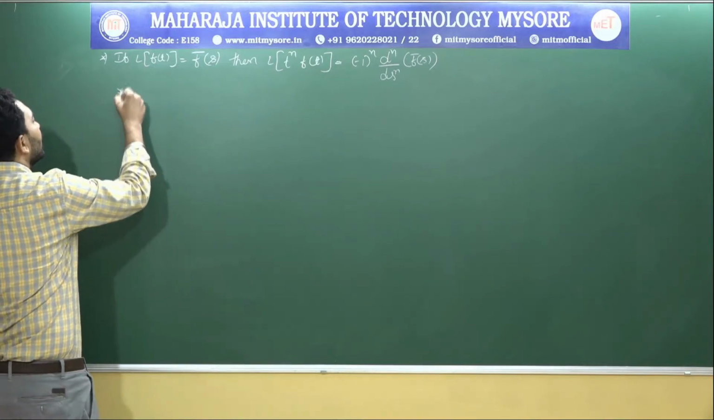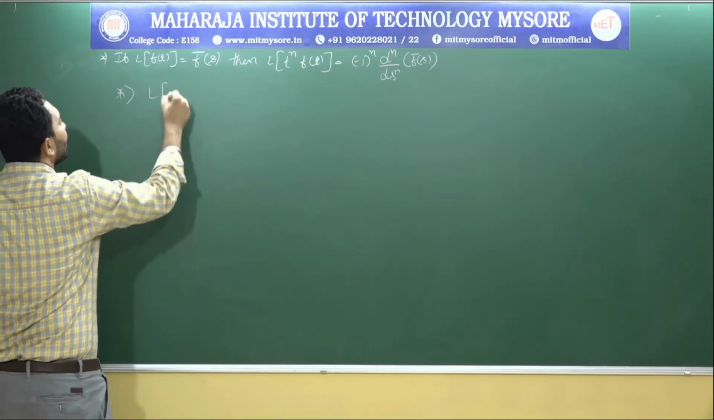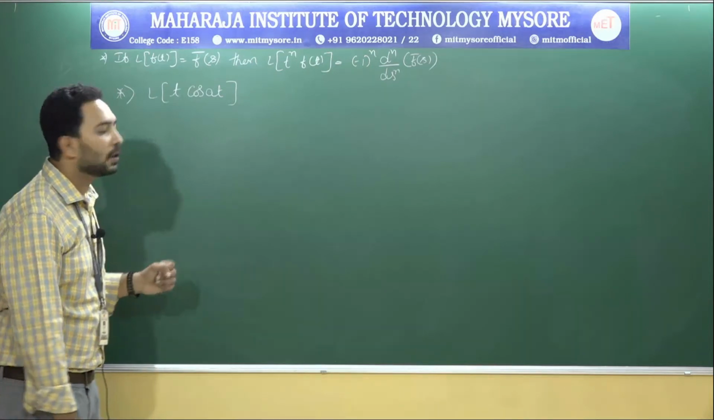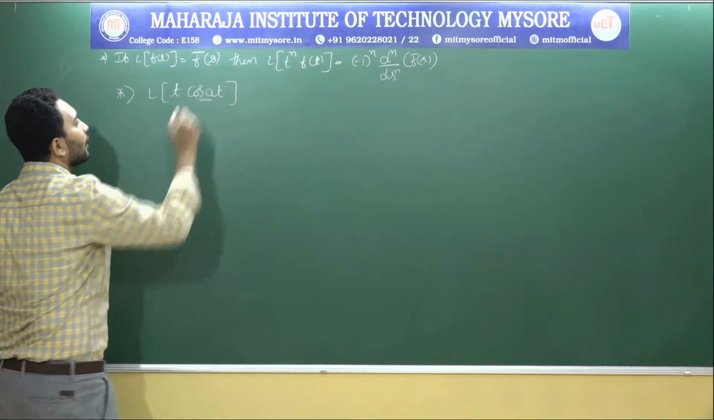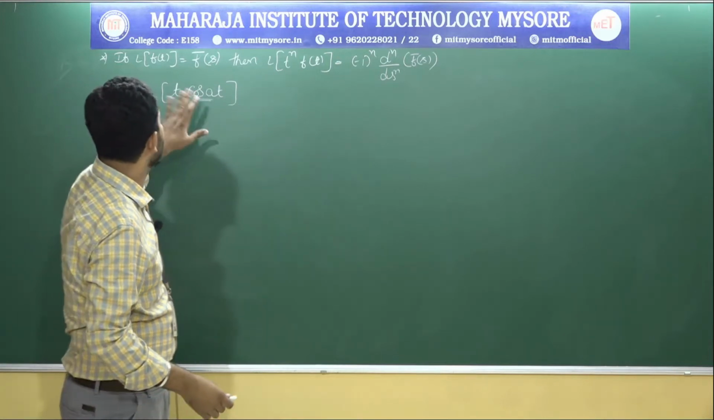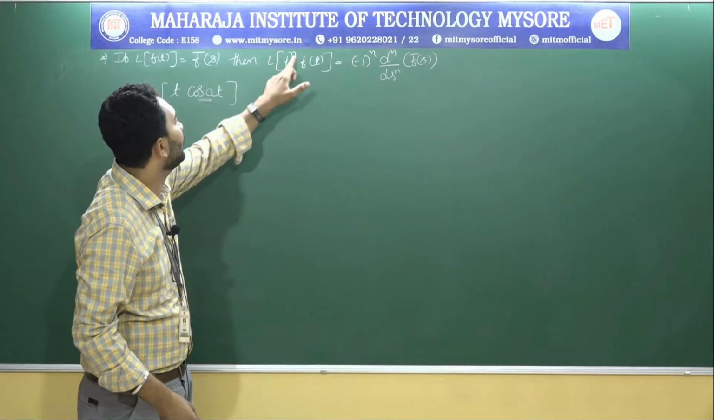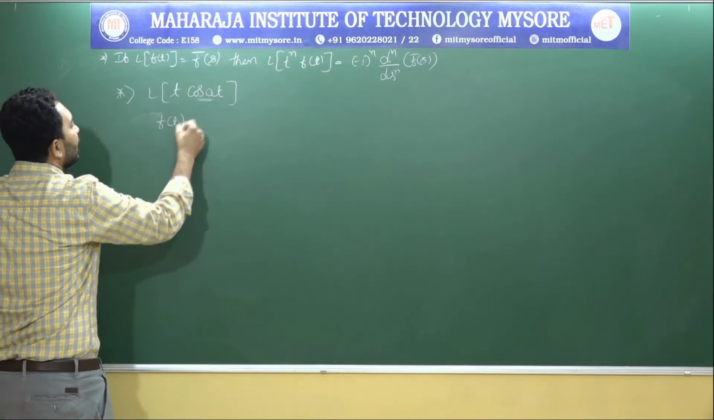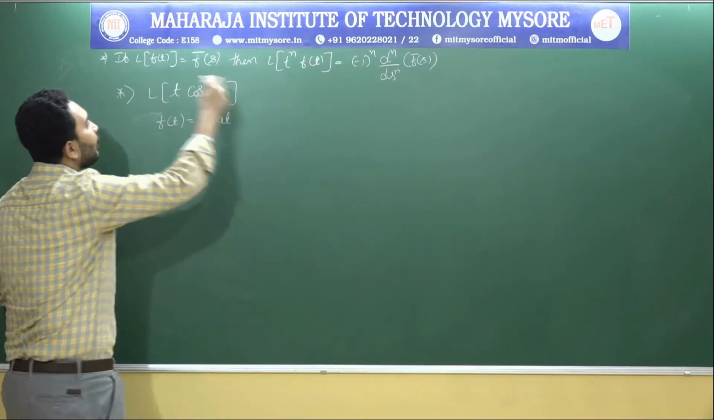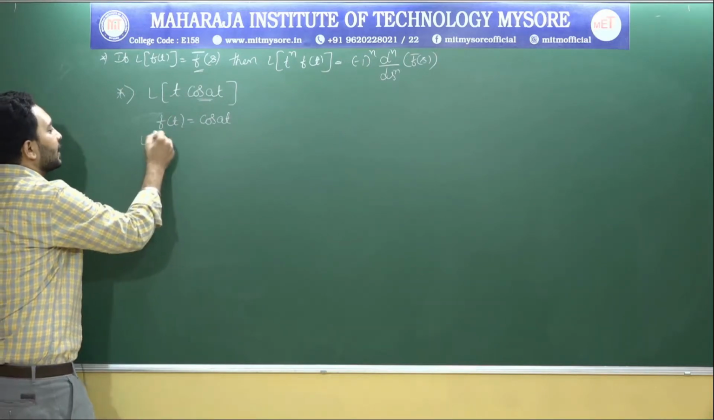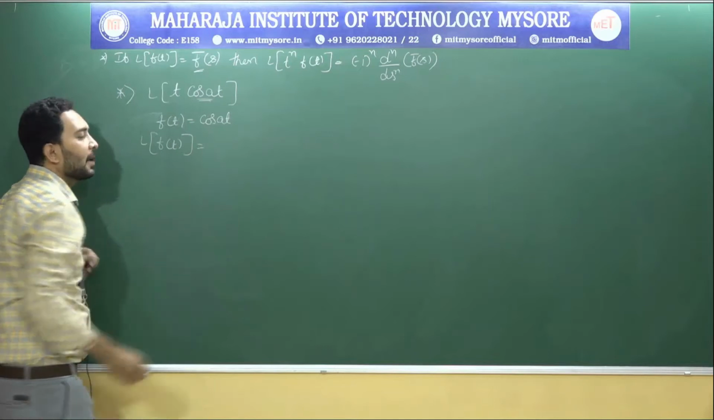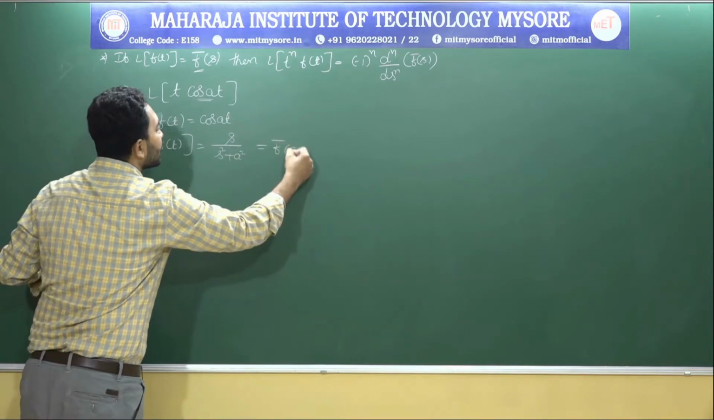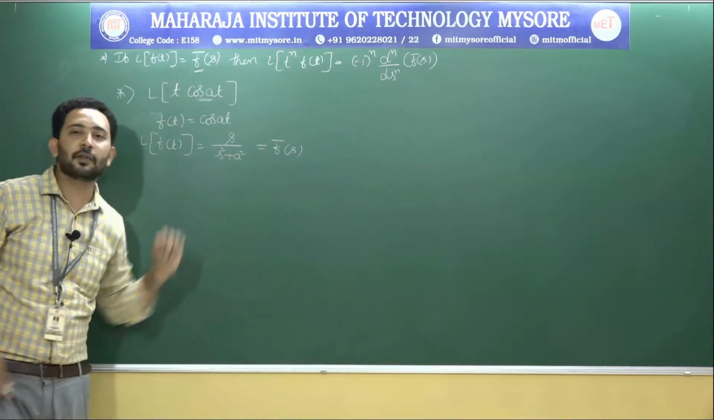Let's solve one problem. Find the Laplace transformation of t into cos at. So t into cos at, this problem is in the form of t into f of t, t power 1. So I will take f of t as cos at, because we need to find f bar s by applying Laplace. What is Laplace of f of t? Laplace of cos at is s divided by s square plus a square. This is our f bar s, because we know Laplace of f of t is f bar s.